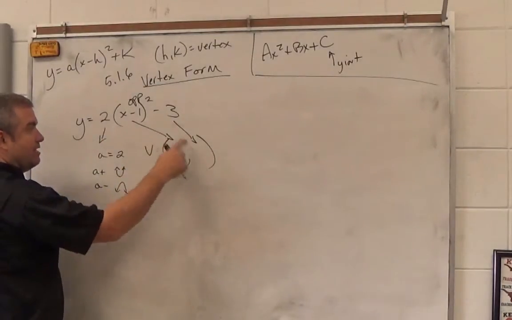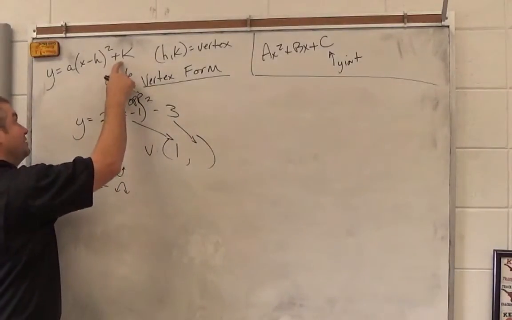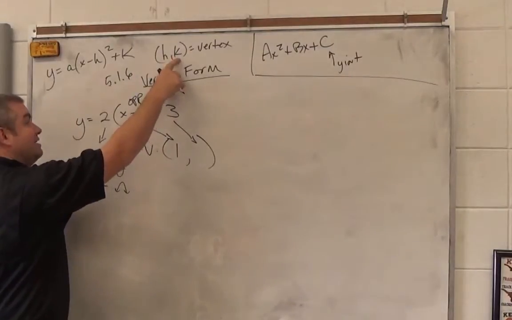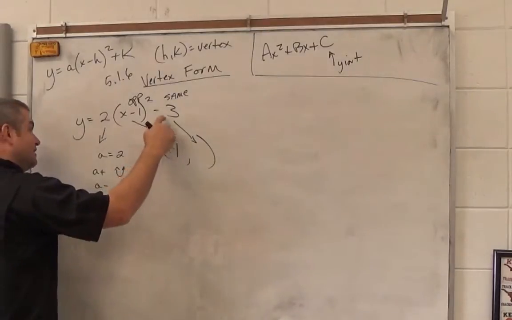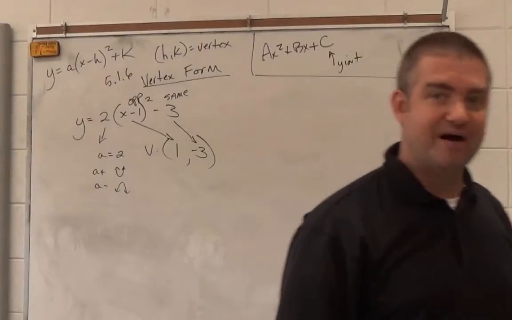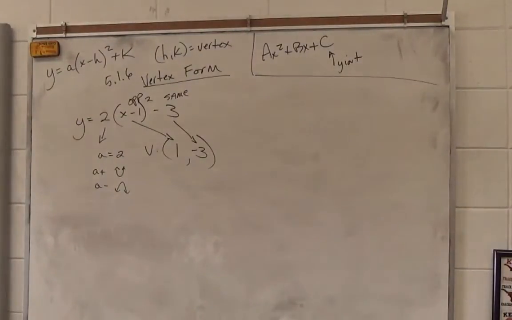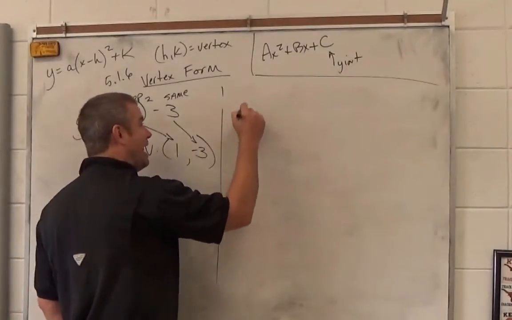How about the number outside? It's positive k here, and positive k in the vertex, so we do the same on that number. If that number is negative 3, then the vertex y value is negative 3. That is how we find the vertex of a quadratic written in vertex form: we do the opposite of the number inside the parentheses, and the same as the number outside the parentheses.